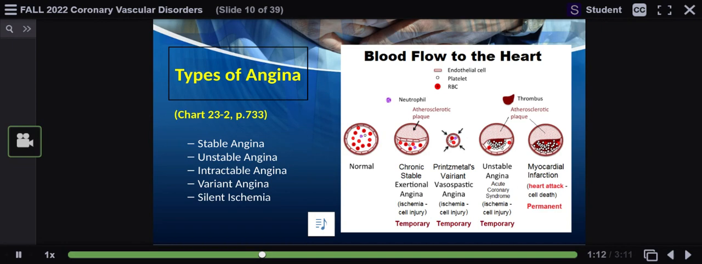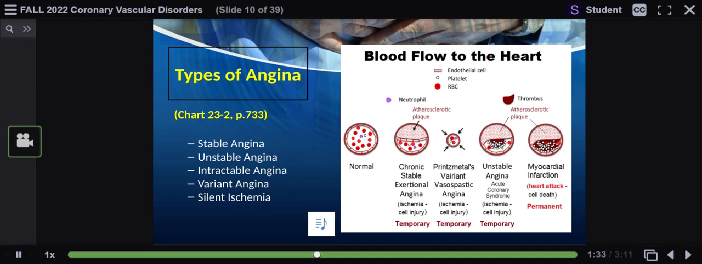Next, we have the unstable angina. It refers to the chest pain that can occur at rest. Of the two types of angina, unstable angina is the most concerning, and it is identified as the initial phase of acute coronary syndrome and can be a precursor to myocardial infarction.